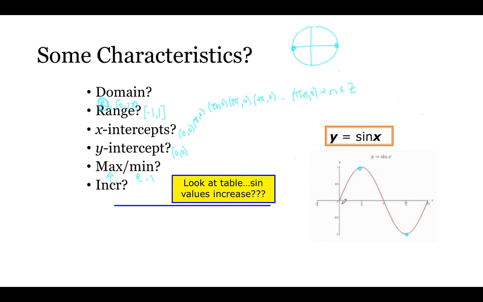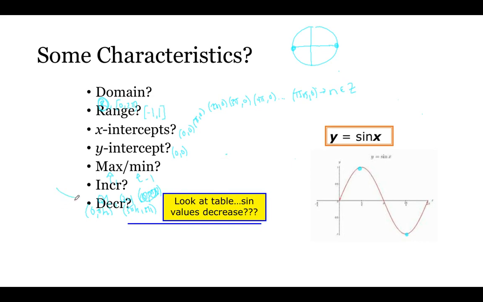Increasing? Well, we talked about this. It's going to increase in quadrant 1 and quadrant 4. Oh, quadrant 1 is between 0 and pi over 2, I'm sorry, and quadrant 4 is between 3 pi over 2 and 2 pi. I'm sure that will repeat anytime you get to quadrant 1, even past 2 pi. So from 2 pi to 5 pi over 2, it's going to increase again. We can think about coterminal angles and going around more than once.